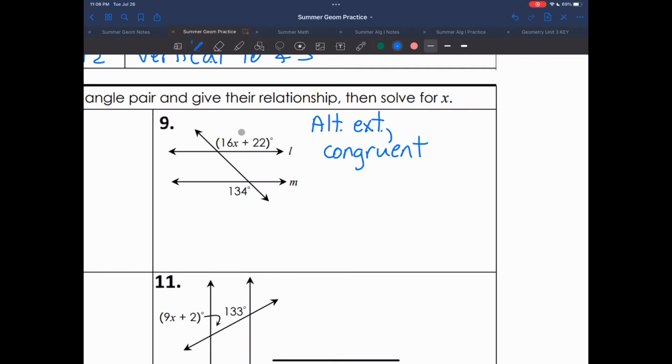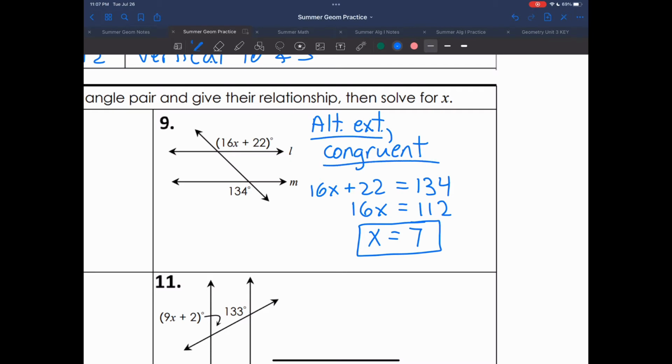Okay, which means I can just set those equal and I can solve for x. So let's do that. We've got 16x plus 22 equal to 134. We would subtract 22 from both sides. I'm going to skip showing the work because y'all know what I'm doing here. So 134 minus 22, that's going to give me 112. And then dividing both sides by 16, I'm going to get x equals 7. And then that's it. So here's all my answers there.